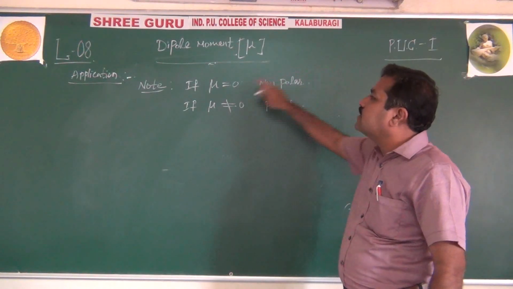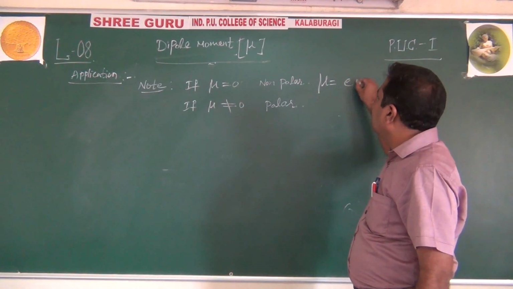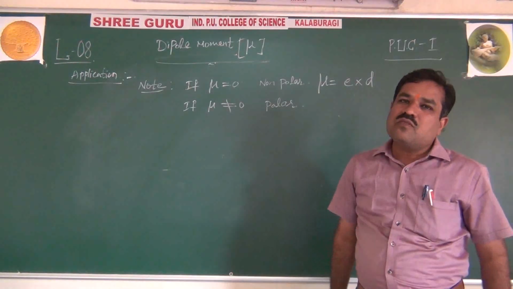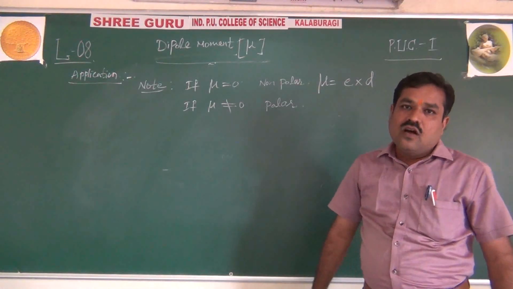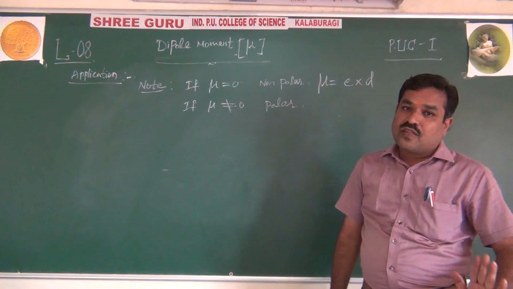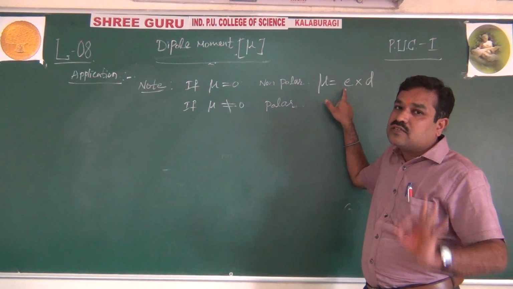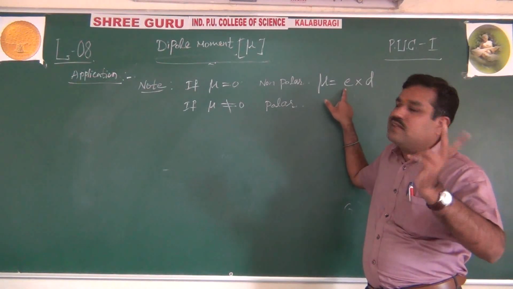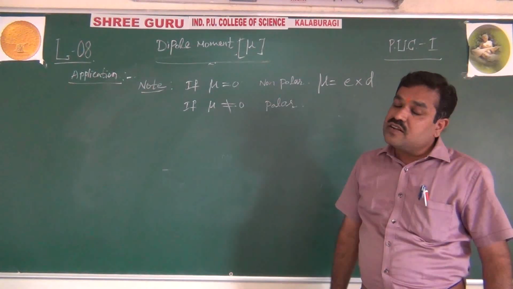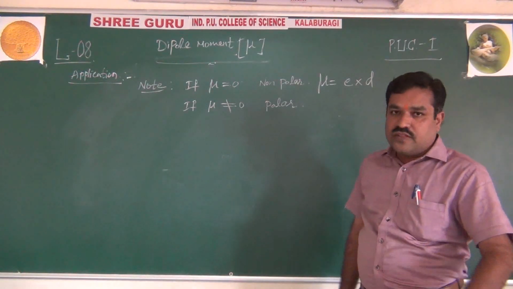But how to decide? That is only by using the formula mu is equal to what I told you, e into d. The distance is determined in terms of bond length, that's why I told you yesterday itself. How is it done, sir? Experimentally, by spectroscopic method. They will provide it, and you have to multiply 1.602 into 10 raised to minus 19 coulomb, that is the absolute charge, and that distance, the bond length, will give you mu. If this comes down to 0, then it is non-polar. If it comes out to be some value, then it is polar. Let me show you with some examples.